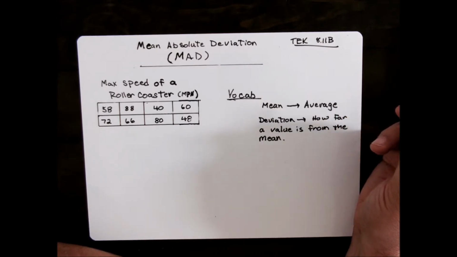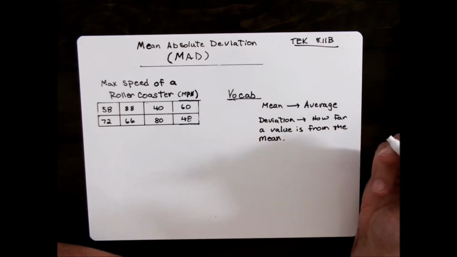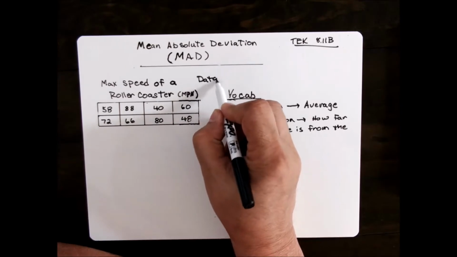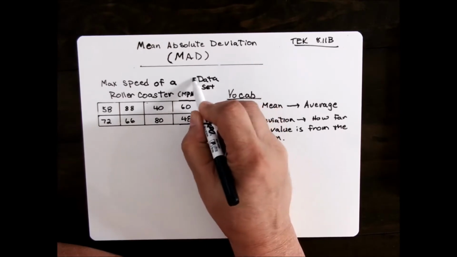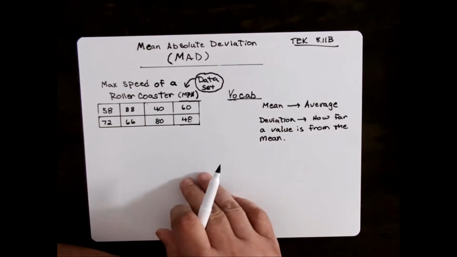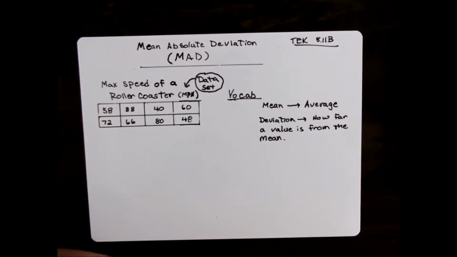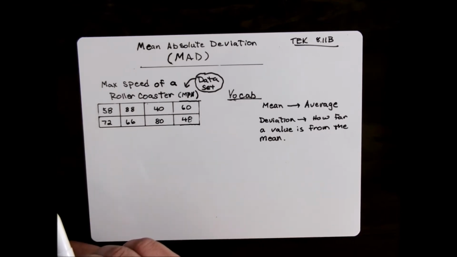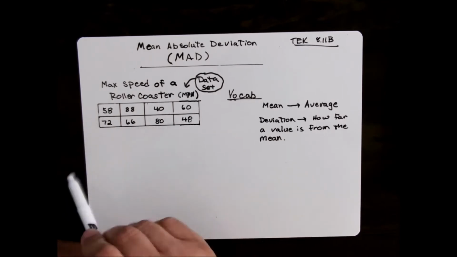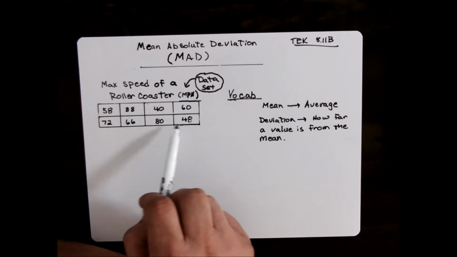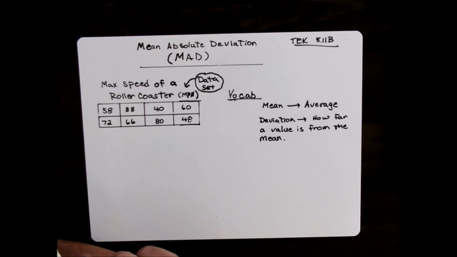Okay, I'm going to show you the easy way to do this, the way I think is the easiest. I'm going to take a data set, and our data set is going to be the maximum speed of a roller coaster. I've got 8 different values here, and each one is a different roller coaster with a maximum speed. The maximum value is 88 miles per hour, and the lowest looks like about 40 miles per hour.